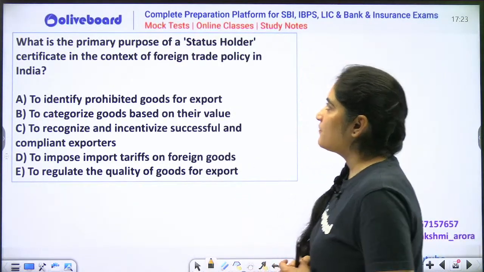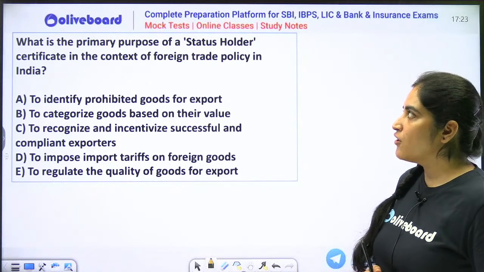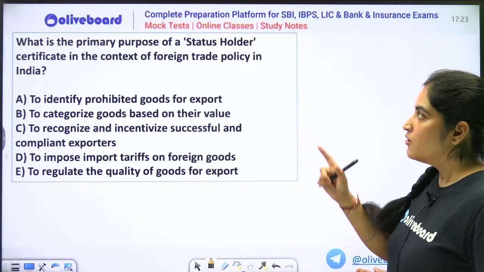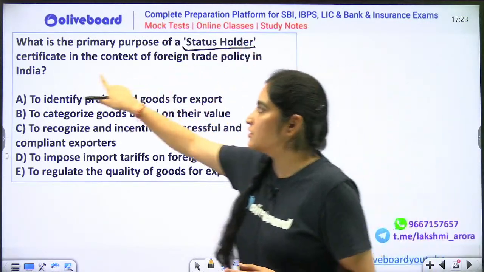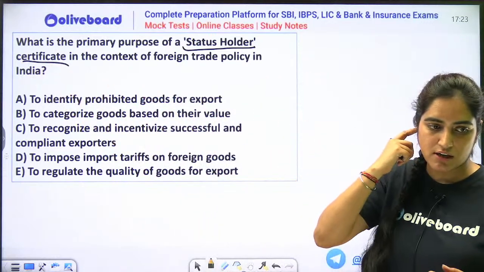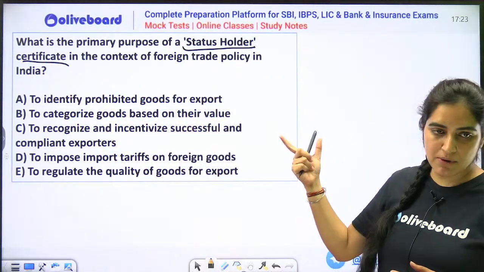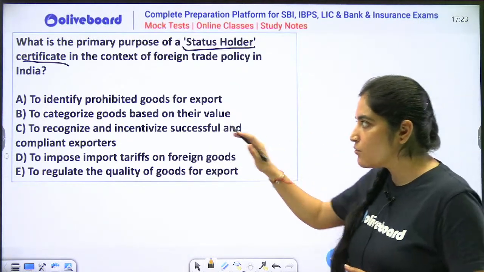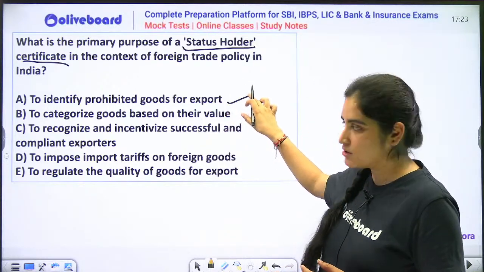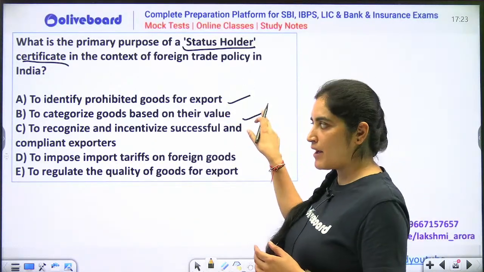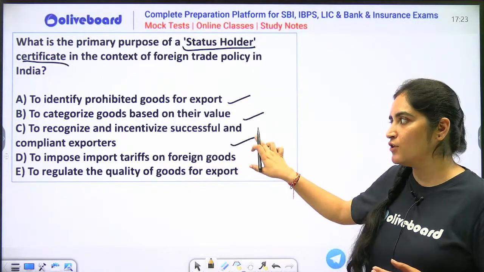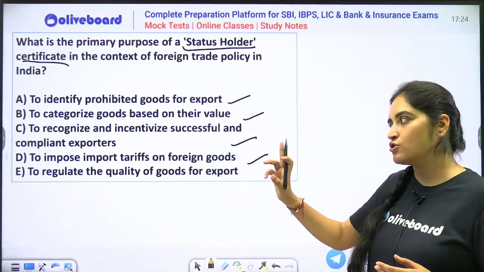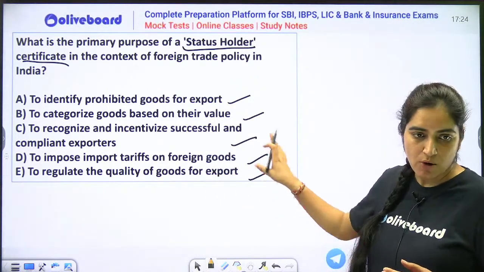What is the primary purpose of a status holder certificate in the context of foreign trade policy in India? When I talk about foreign trade policy in India, what is the purpose of your status holder certificate? Is it option number A, B, C, D or E? What could be the wild guess which you can make out of this? Is it to identify the prohibited goods for exports? Or it is to categorize goods based on their value? To recognize and incentivize successful and compliant exporters? To import tariffs on foreign goods, or to regulate the quality of goods for export? What could be the correct answer?